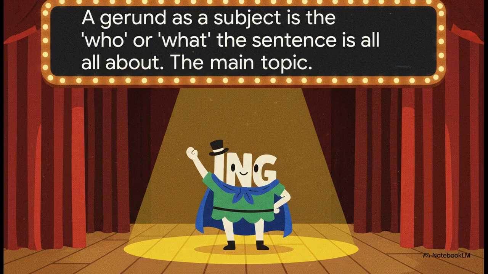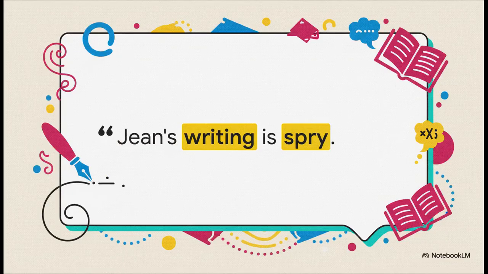First up, the lead role, the subject. This is when our disguised verb, the gerund, is the main topic of the entire sentence. It's the who or what the whole sentence is about. And this example just nails it. In the sentence, what is spry? Jean's writing. See, writing isn't what Jean is doing right this second. It's the thing we're describing. It's the subject. Simple as that.